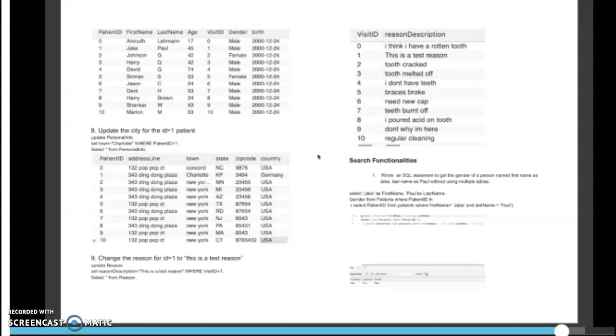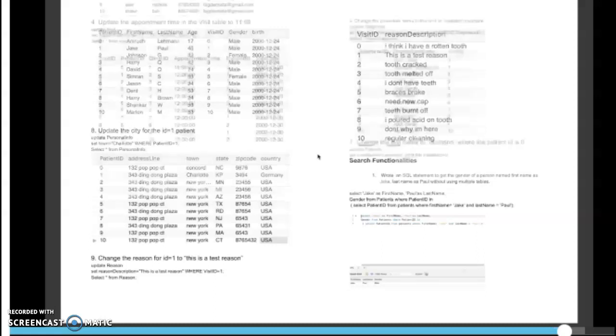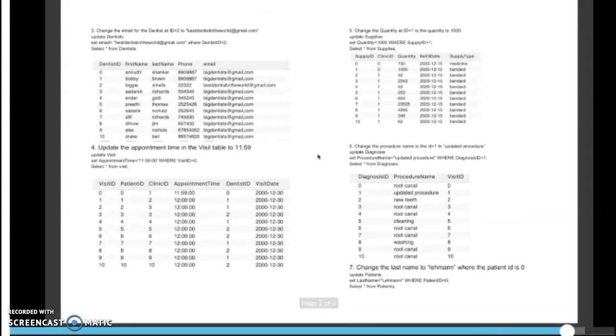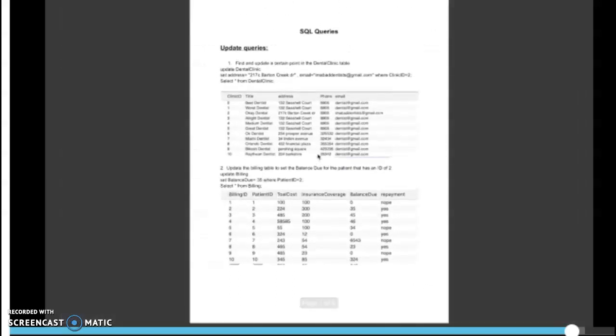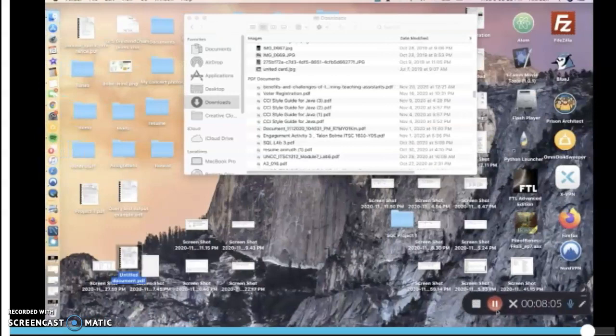Like I was saying, this is my PDF for all the queries that I implemented. These were all mostly update queries. We had to have a total of 10 different queries that really showcase the relationship and functionality of my database. And so these were the different queries that I used.